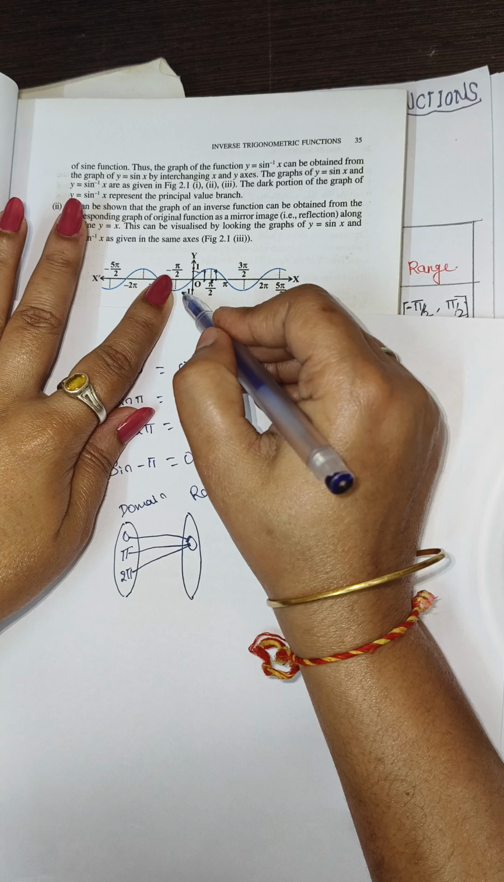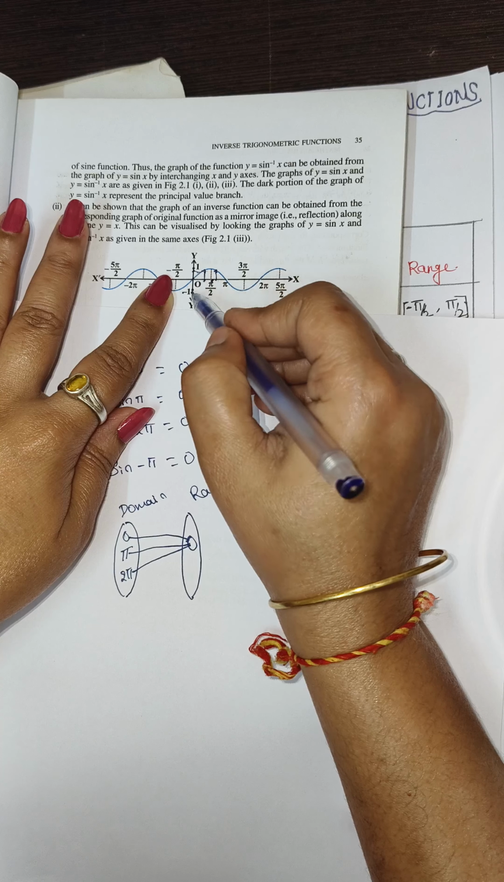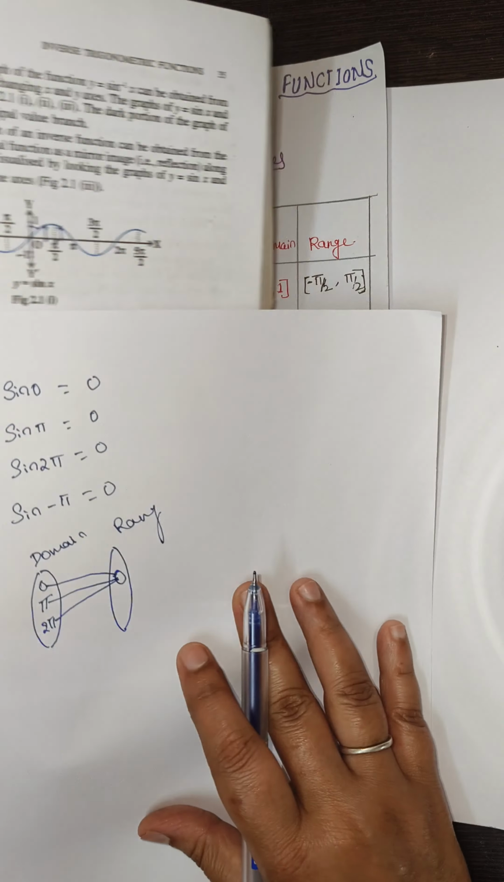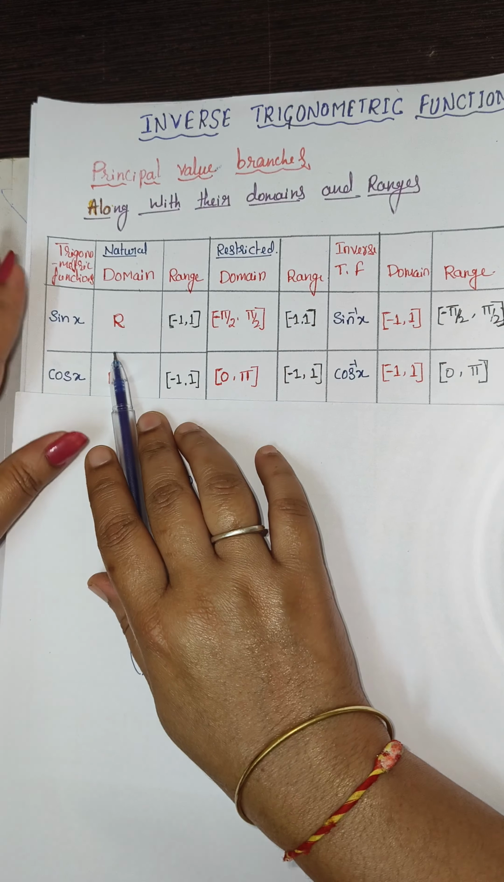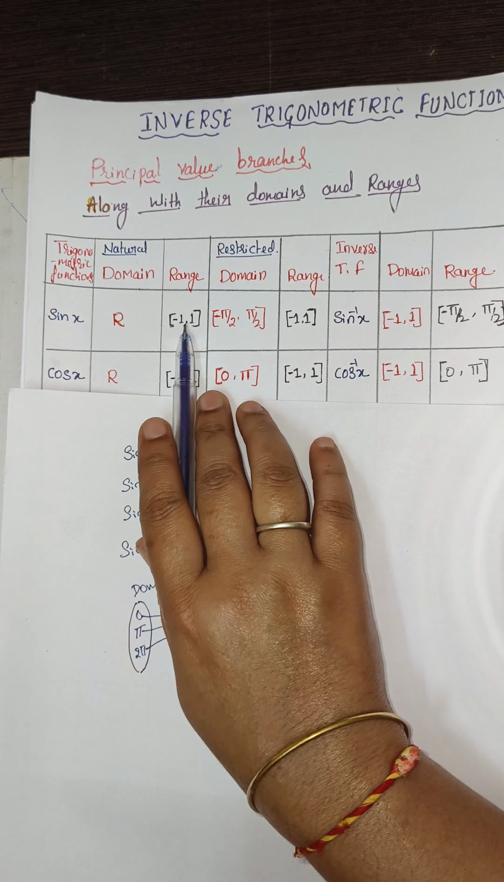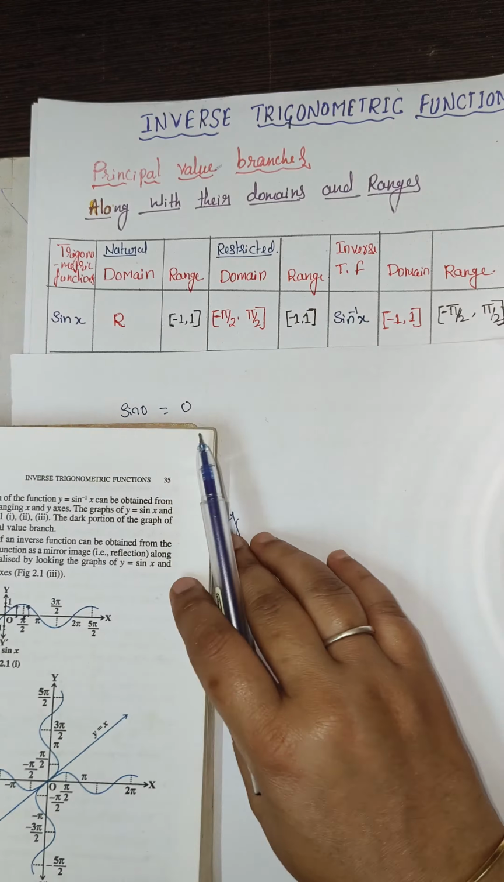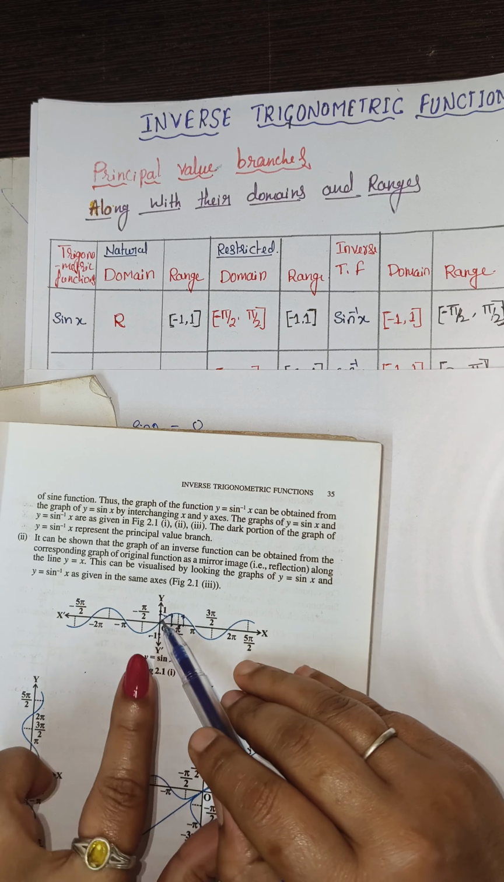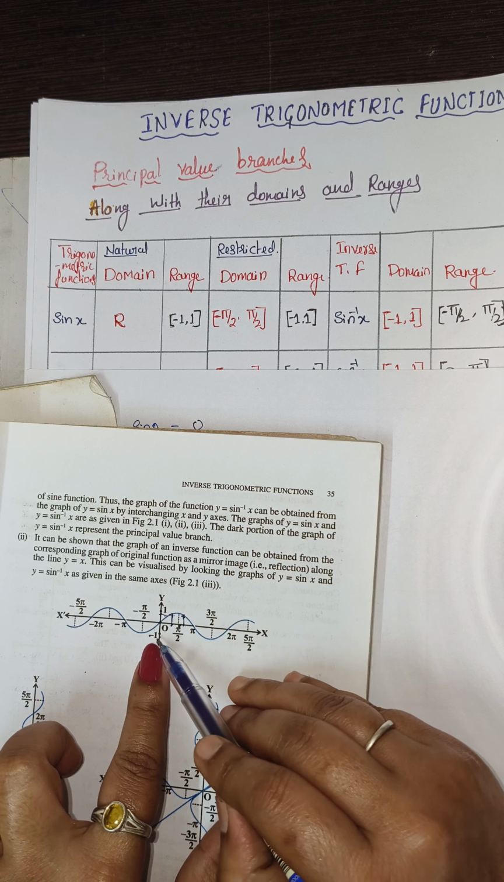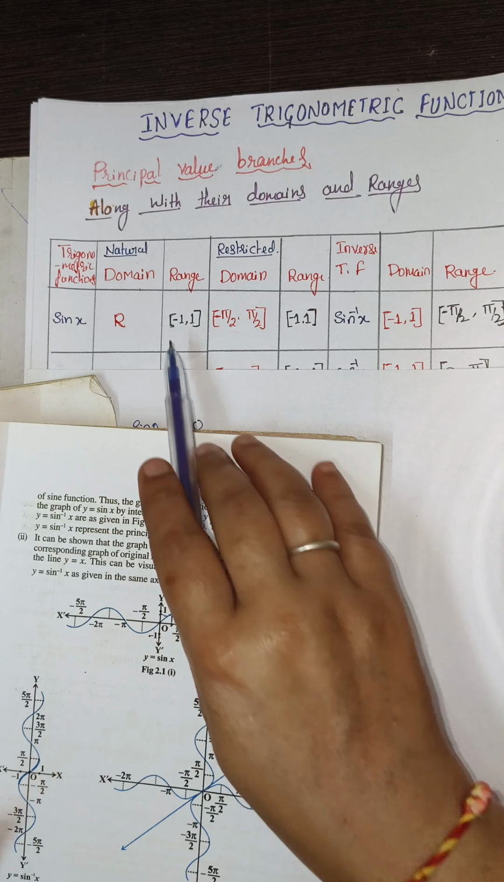What is the range here? The range will be minus 1 to 1 only, the y values. For the natural sin x function, the domain is R, all the real numbers, and the range is minus 1 to 1 only. See the graph here. The wave is not more than 1 and not less than minus 1, so the range is minus 1 to 1.